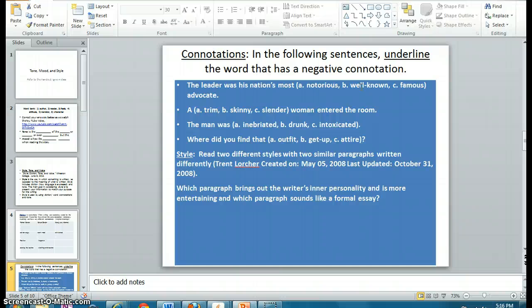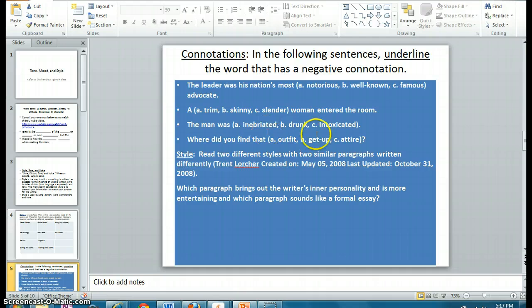The next one, I personally think slender is fine. I think trim is fine. I think skinny is a little more negative. Again, you can disagree. And then the man, I definitely think inebriated and intoxicated are a little more positive than drunk.